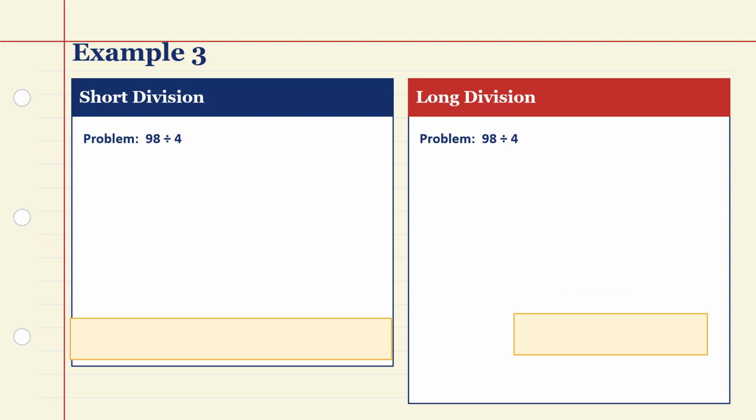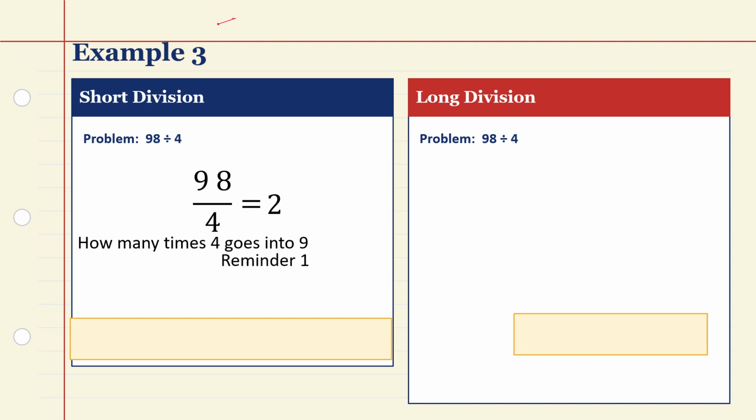Let's just make it 98 divided by 4. We write it like this first. We start by saying how many times 4 goes into 9? It goes 2 times. 2 times 4 is 8. So we have a remainder of 1. We bring the remainder to the next number. It becomes 18. How many times 4 goes into 18? It goes 4 times because 4 times 4 is 16. We do have a remainder here, which is 2.